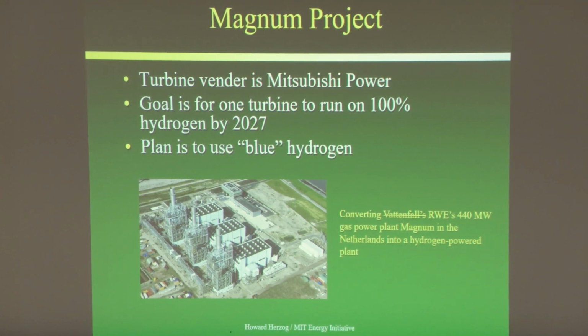There's been a project on the drawing board in the Netherlands. This was a plant that was originally a Vattenfall one. It was bought by RWE, and they say they're going to take one of these turbines and run it on 100% hydrogen. Mitsubishi Power is going to provide the hydrogen for it.